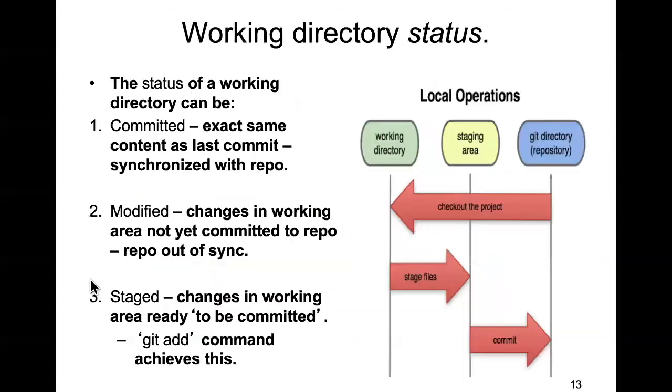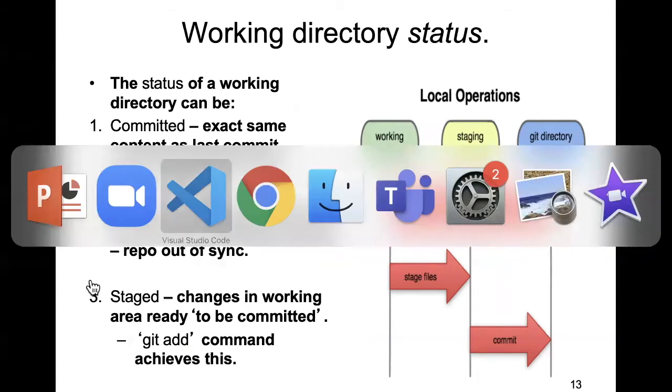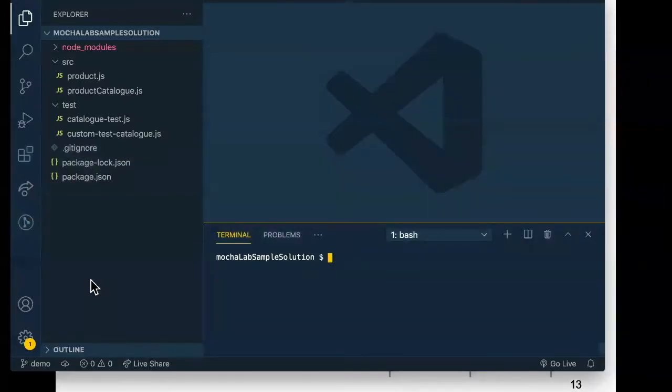Now, what's next? So I'm talking there about the working directory a lot. The working directory is really what you see in your editor. So for example, in the case of the product catalog project, these are the various files and I can make edits to them.